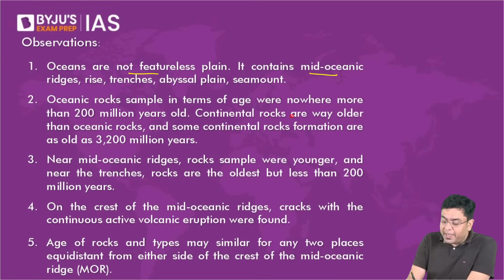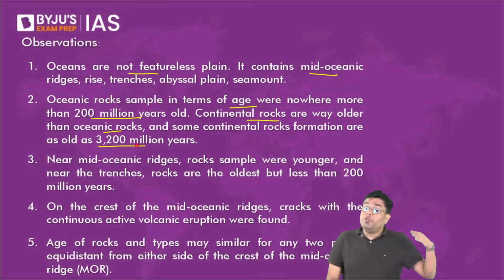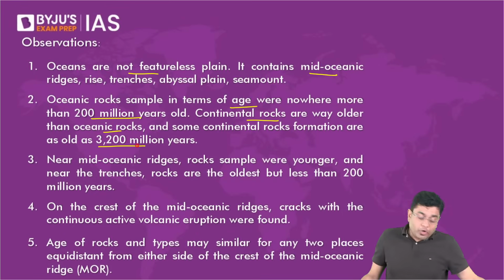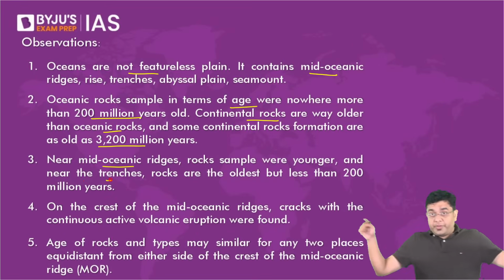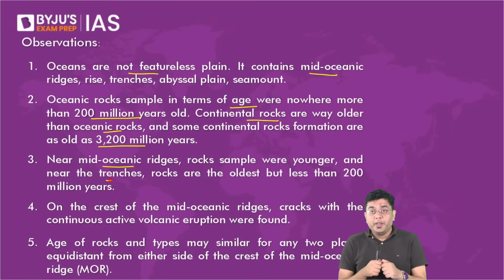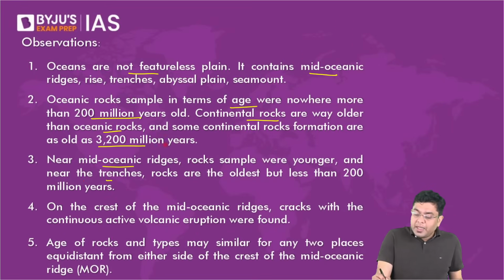Oceanic rock samples in terms of age were nowhere more than 200 million years old. Continental rocks are way older, as in many areas you will find rocks to be around 3.2 billion years old across the continents. Near mid-oceanic ridges, rock samples were younger, and near the trenches, where do you find the trenches? Trenches are generally found, let's suppose this is a continental crust, and here you have an oceanic crust. This is where you generally find the trenches.